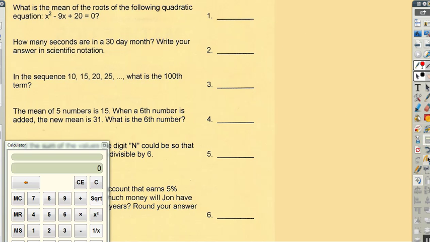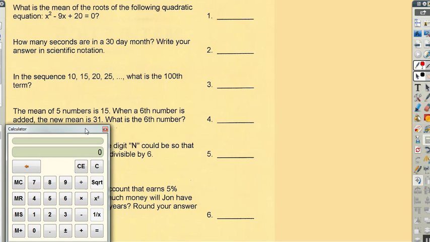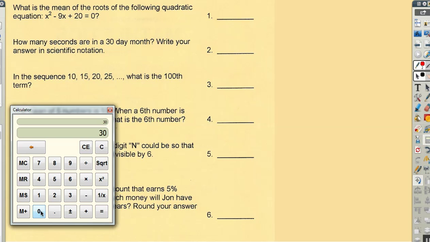All right, number 2. How many seconds are in a 30-day month? Write your answer in scientific notation. All right, so 30 days times 24 hours per day times 60 minutes per hour. Oh, I can already see I have a mistake here, so I'm going to start over again. 30 days times 24 hours a day times 60 minutes in an hour times 60 seconds in a minute.